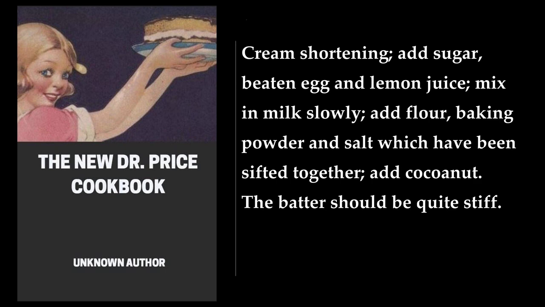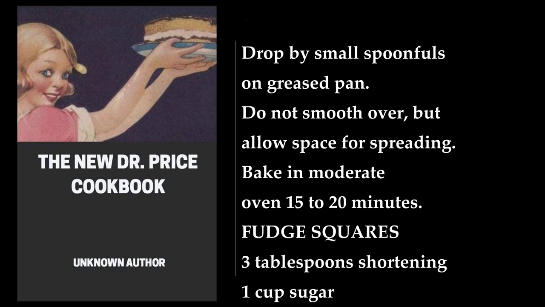Cream shortening, add sugar, beaten egg and lemon juice, mix in milk slowly, add flour, baking powder and salt which have been sifted together, add coconut. The batter should be quite stiff. Drop by small spoonfuls on greased pan. Do not smooth over, but allow space for spreading. Bake in moderate oven 15 to 20 minutes.